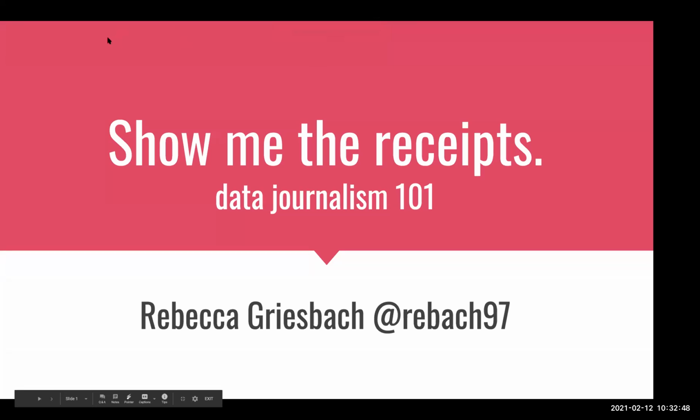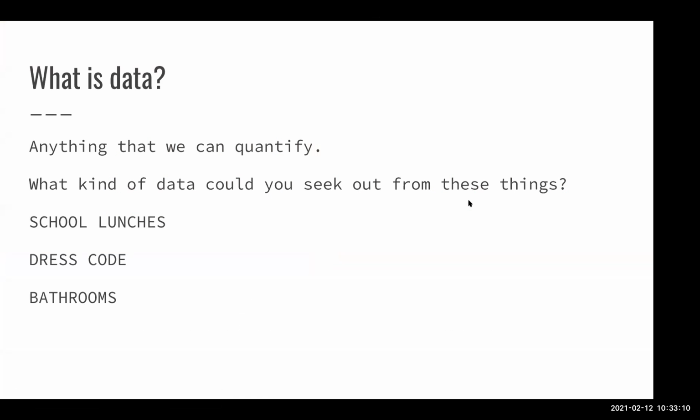So my name is Rebecca Griesbach. I am a current student at the University of Alabama. I'm the editor-in-chief of the school newspaper. I also do some freelance work for the New York Times, doing data journalism. And basically what that means is getting numbers to quantify stories, to give some meat to your stories, give them a little bit of backbone.